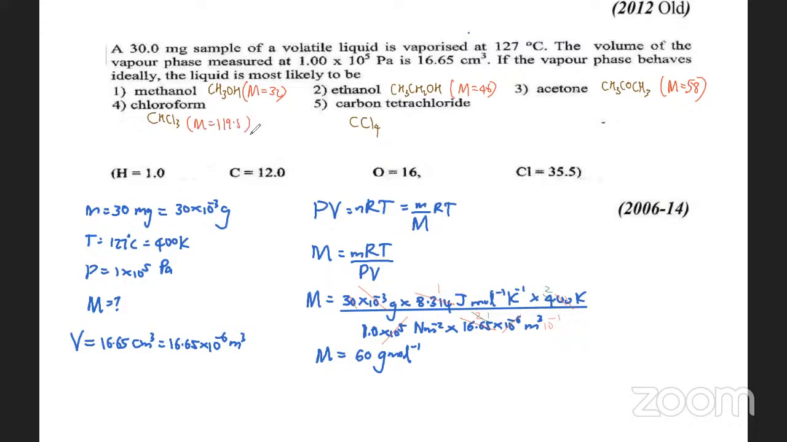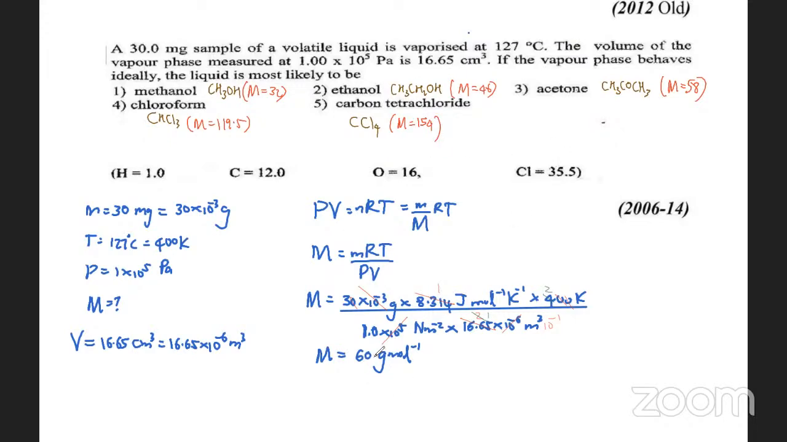And CCl4 is also a big number. Carbon is 12, and 4 chlorine will be 35.5 into 4, that is 142. One carbon added to that, 154. This is going to be 154. That is also varying a lot. Done. So which one do you think is the best option?